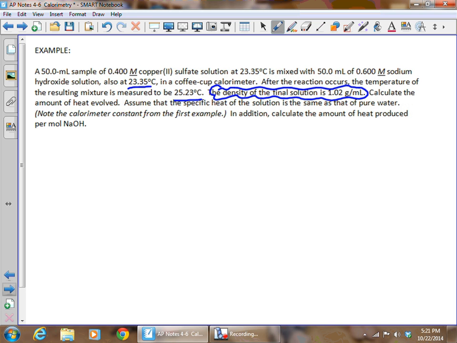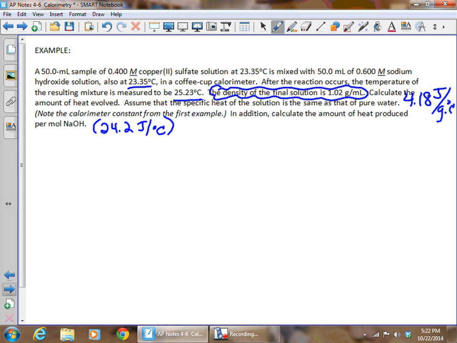Calculate the amount of heat involved. Assume the specific heat is the same as that of pure water, so we're going to have the 4.18 joules per gram degree Celsius. Now it says to note the calorimeter constant from the first problem. And remember the calorimeter constant was 24.2 joules per degree Celsius. So make sure you pay attention to that. By them giving us that information, we know we have to include this in the problem.